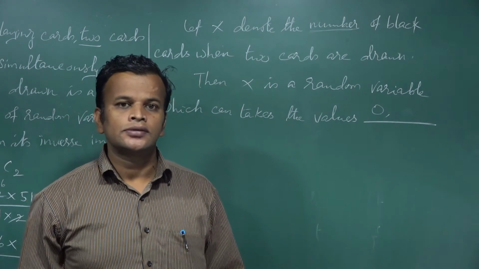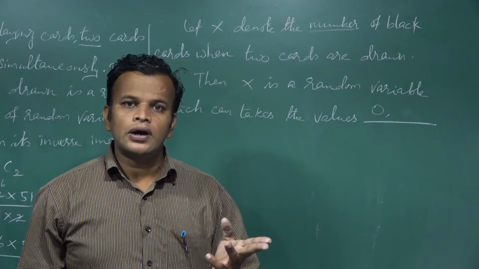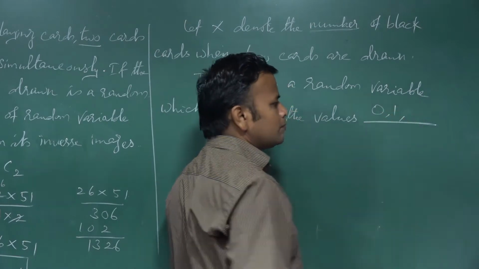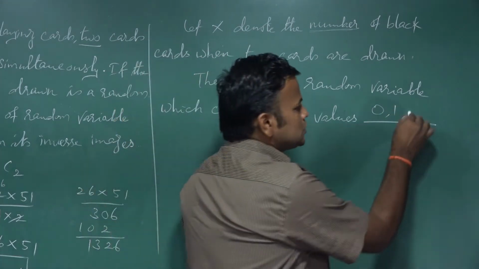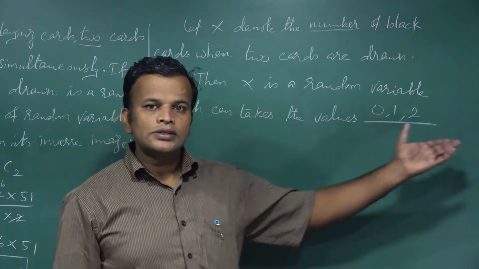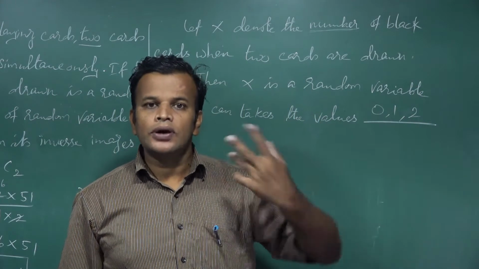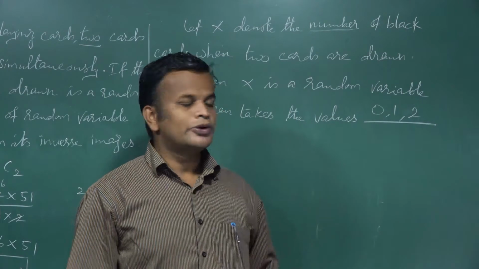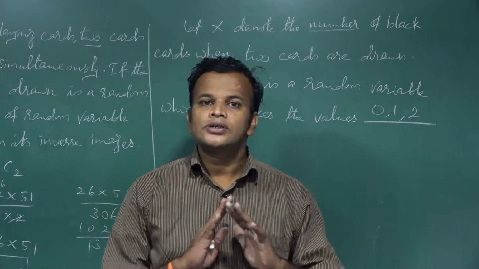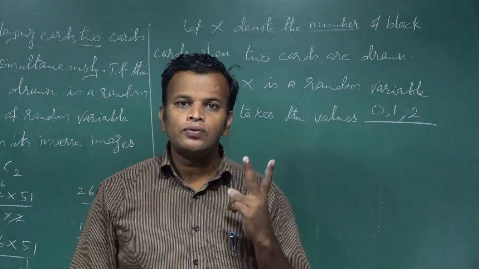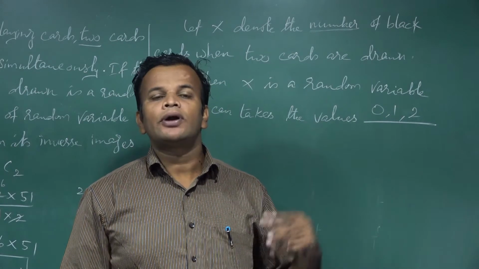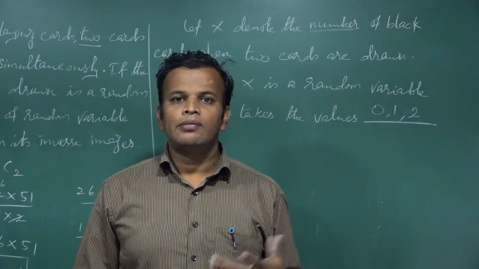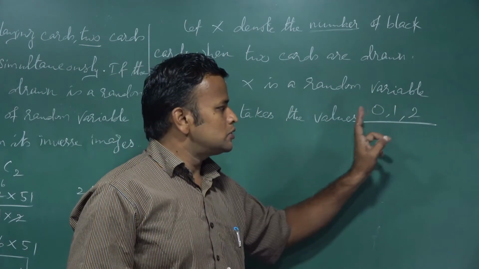We tell one more chance. Suppose out of these 2 cards, 1 card is black and 1 card is red. So X is 1. Another chance is 2. 3 does not come here because we are taking totally 2 cards. So 3 chances are possible. 0 means in both draws a black card did not come. 1 means out of 2 cards, 1 is a black card and 1 is a red card. 2 means both cards are black. So X is a random variable which takes the values 0, 1, 2.